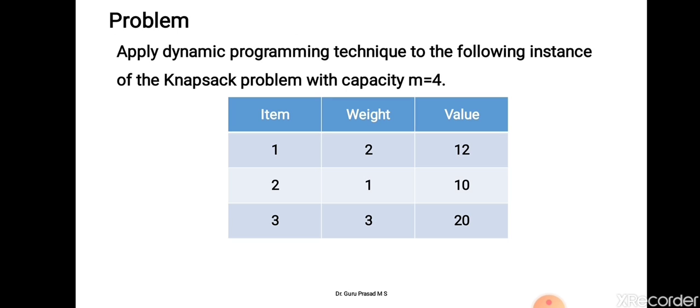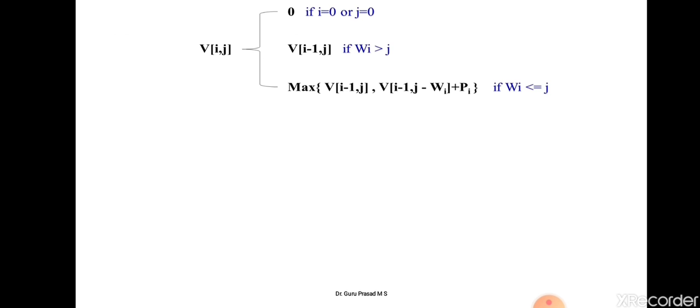Problem: apply the dynamic programming technique to the following instance of the knapsack problem with capacity m equal to 4. There are 3 items, and the weights of the items are 2, 1, 3. The profits of the items are 12, 10, 20. Given that n equals 3 and m equals 4.